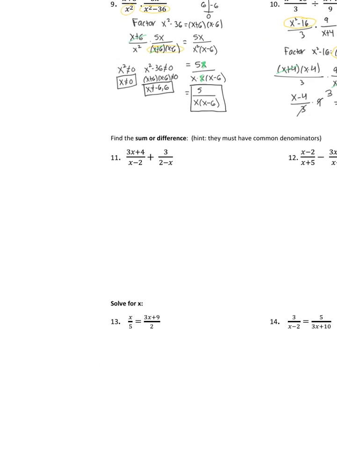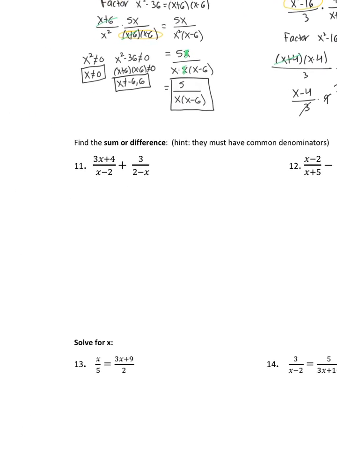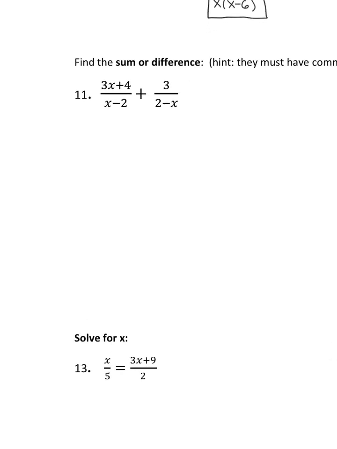Okay, moving on. Number 11, hint, they must have a common denominator. So if you're struggling on your test with that one question, if you go to question 11, you'll see the hint that sum or difference, meaning addition or subtraction, you have to have a common denominator. So we actually put one of the answers to the test question within the test. Here, adding and subtracting, you do need to have that common denominator. So this is one of those special cases.